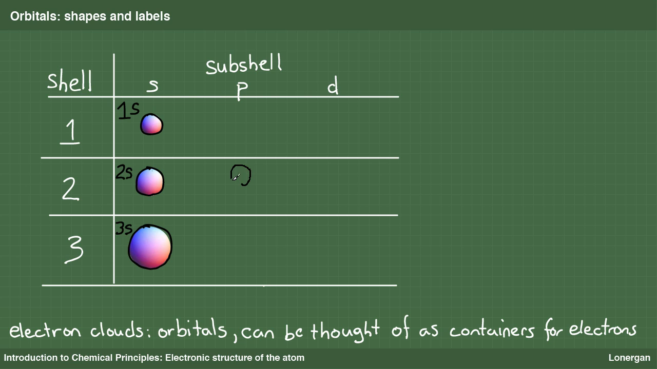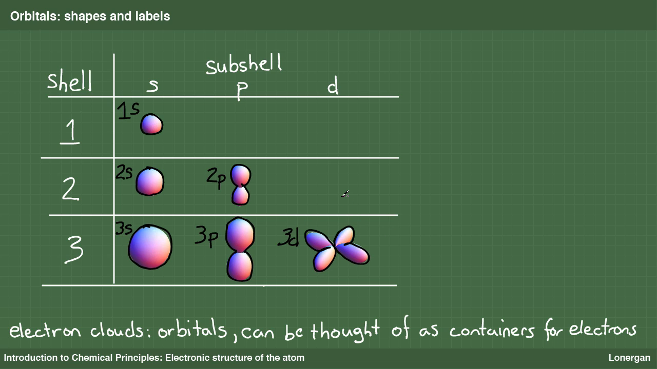Drawing the p orbital gives us two types of orbitals, s and p, in shell number 2, the 2s and the 2p. Shell number 3 has three subshell designations, s, p, and d, giving us the 3s, 3p, and 3d orbitals. Here we see for the first time the shape of a d orbital, which has four lobes.